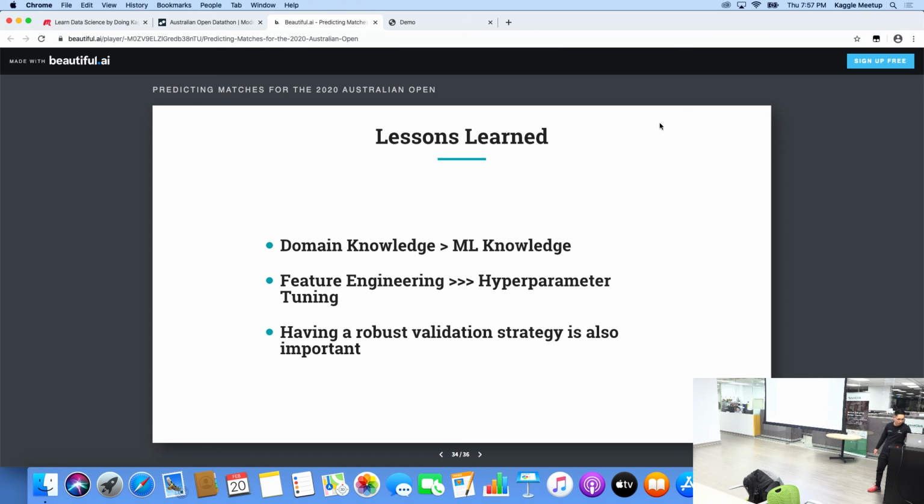Final lessons learned. Domain knowledge. I didn't really do any particularly crazy machine learning stuff, I just know about tennis, so I felt that was driving most of my success. In this particular application, feature engineering is much, much more important than hyperparameter tuning. I don't think that's necessarily the case for all applications, but maybe you guys will know more about that than me. And having a robust validation strategy is also important.